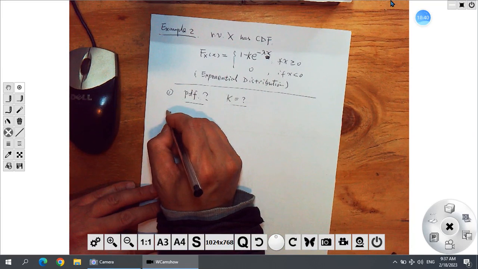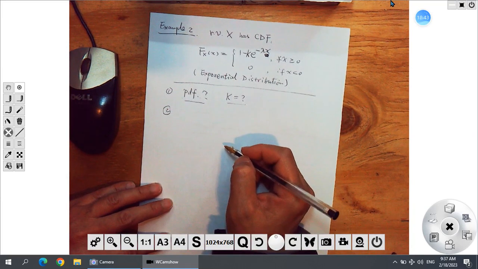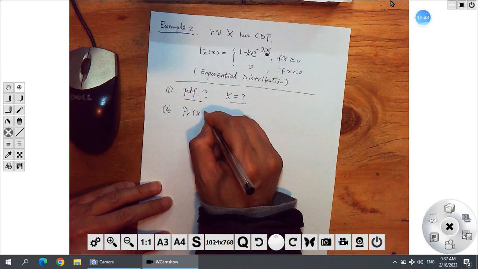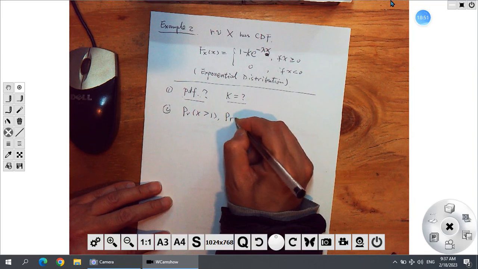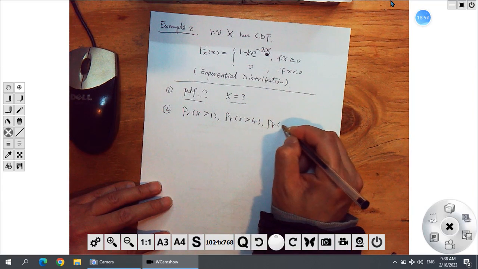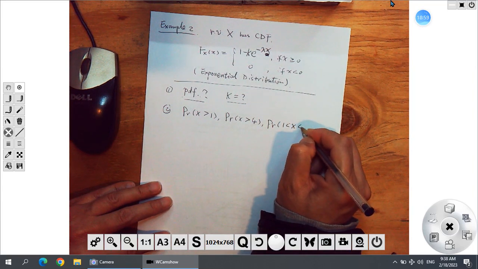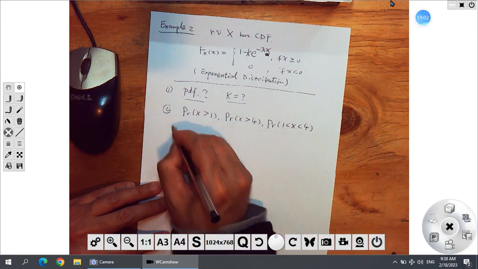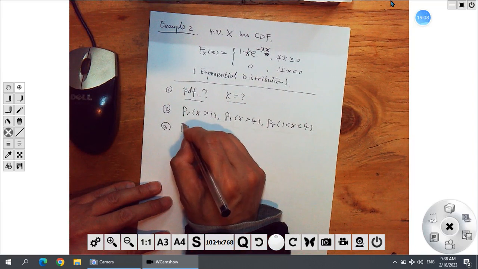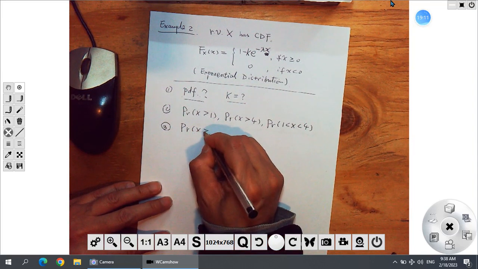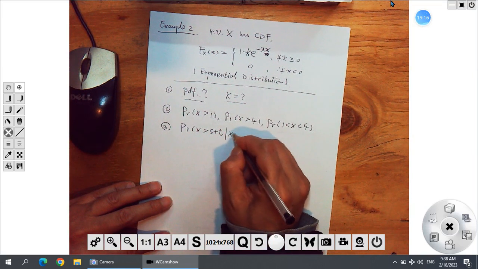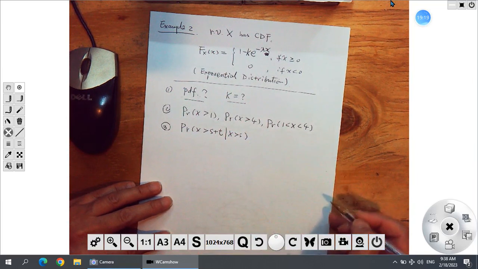And secondly, we can find some probabilities: the probability of x larger than 1, the probability of x larger than 4, and the probability of 1 smaller than x smaller than 4. And here we have something interesting: we want to find the probability of x larger than s plus t, given the condition x larger than s.